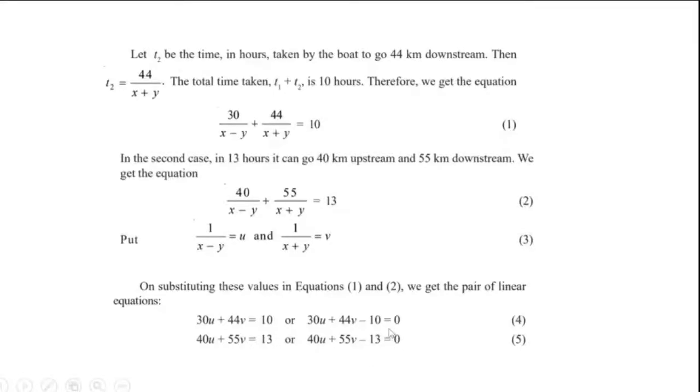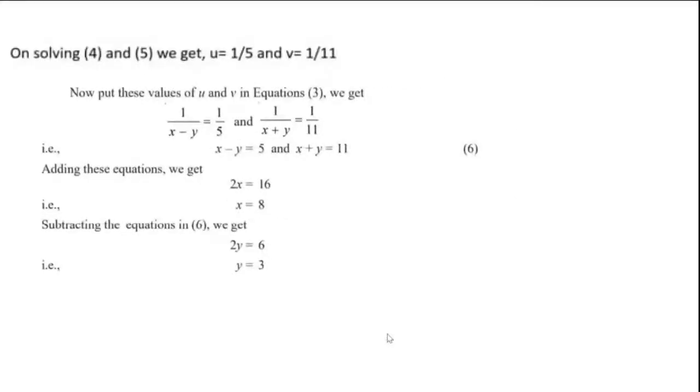Now I know how to solve these equations. I can either solve them by the method of elimination or by substitution, and I get the values of u and v as 1 upon 5 and 1 upon 11. U is 1 upon 5, meaning 1 upon x minus y is equal to 1 upon 5, and v is 1 upon 11, meaning 1 upon x plus y is equal to 1 upon 11. So this gives me x minus y is equal to 5, and this one gives me x plus y is equal to 11.